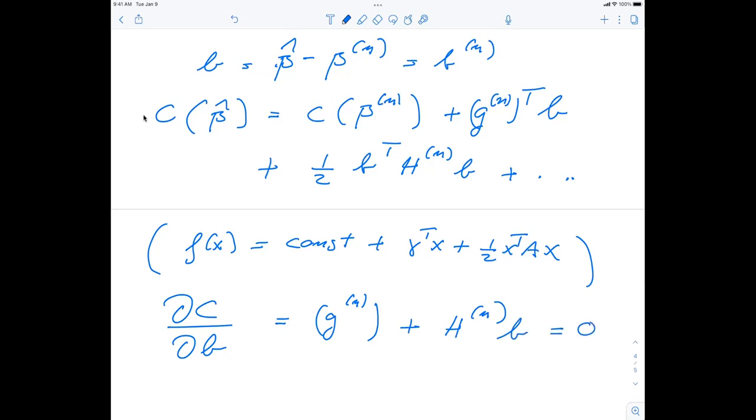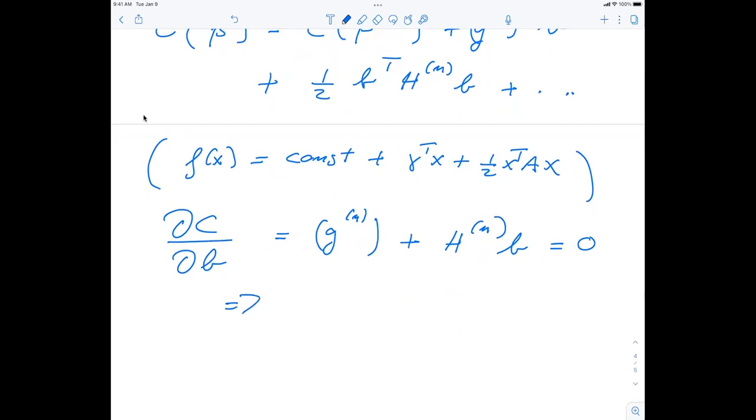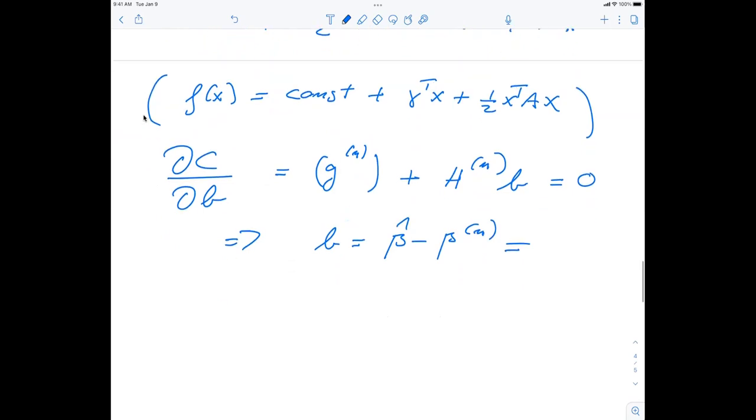And I want this to be 0. So that means that my quantity B, which is the unknown quantity, which in my case is actually beta hat minus beta of n, is equal to minus my Hessian matrix inverse. So this is H of n, which depends on the value beta of n. It's the inverse of that one multiplied with the gradient at iteration n.